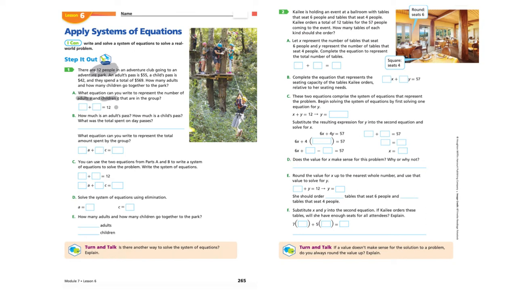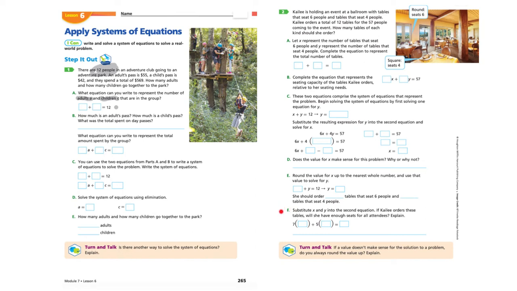D, does the value for x make sense for this problem? So once you get this value, does that make sense for what they're talking about here in the problem itself, why or why not? And then they ask you to round the value for x up to the nearest whole number and use that value to solve for y here. And then they ask how many tables that seat 6 and how many tables that seat 4 she should order.